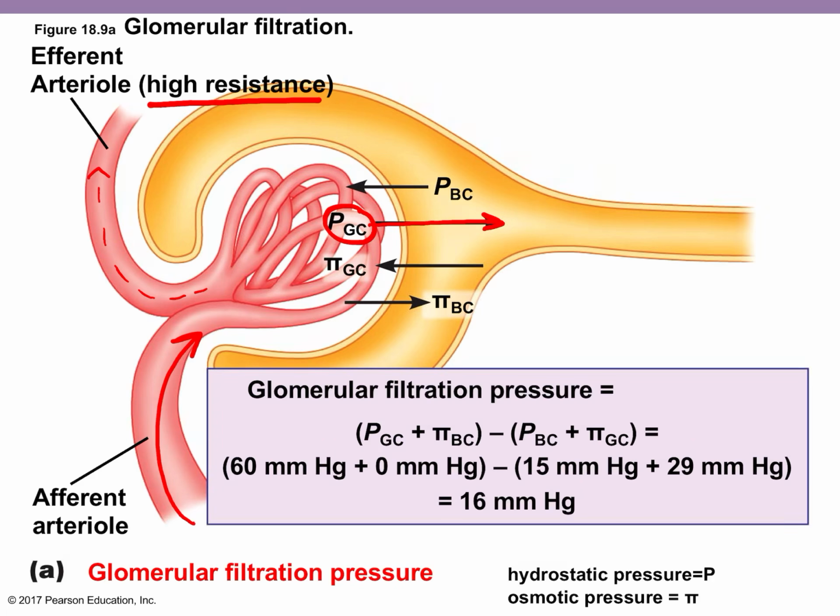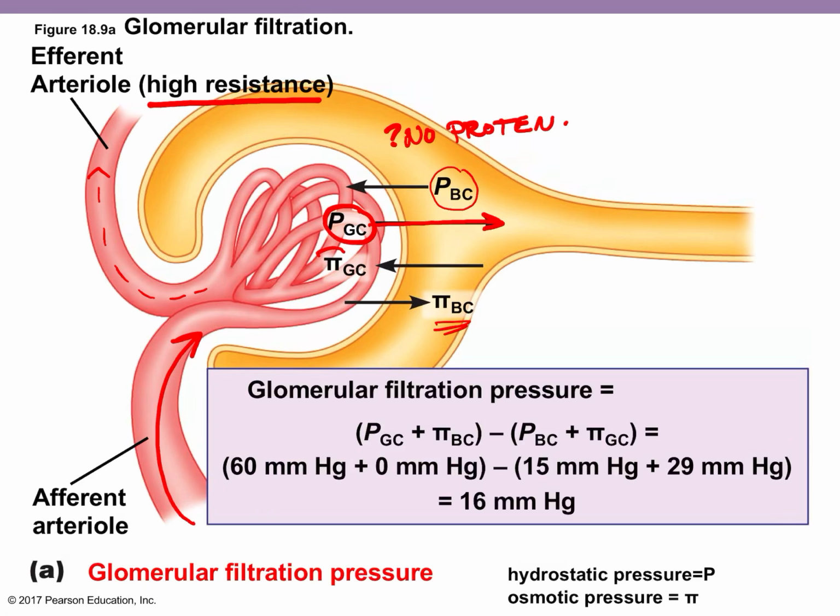The Bowman's capsule has oncotic pressure, but it's not anything. So it's very low due to the lack of protein in the filtrates. Because, again, right, should we have protein here? No. No protein should be here. So there's not a lot of oncotic pressure of the Bowman's capsule. So where is pi? Oh, yeah, here's Bowman's capsule oncotic pressure.